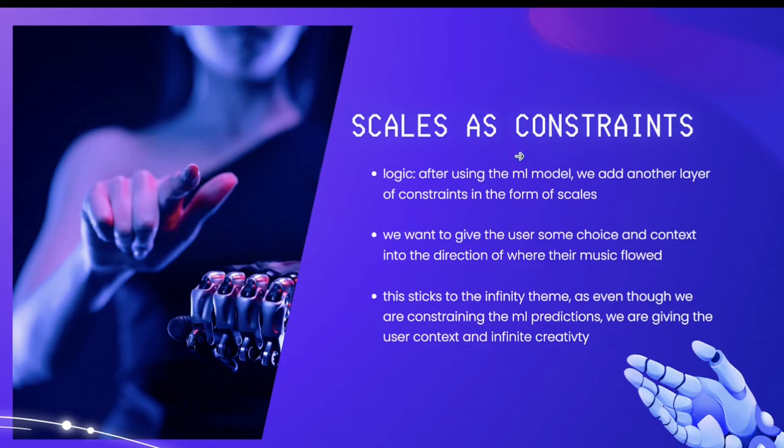Now, after mentioning the LSTMs, the thing with LSTMs is that it doesn't have the knowledge of music theory, right? So it just predicts based on random events and the number of layers inside the long short-term memory. So what we decided to do is add a sense of creativity in the form of scales as constraints. The logic is that we wanted to give the user some choice and context behind where their music direction is flowing.